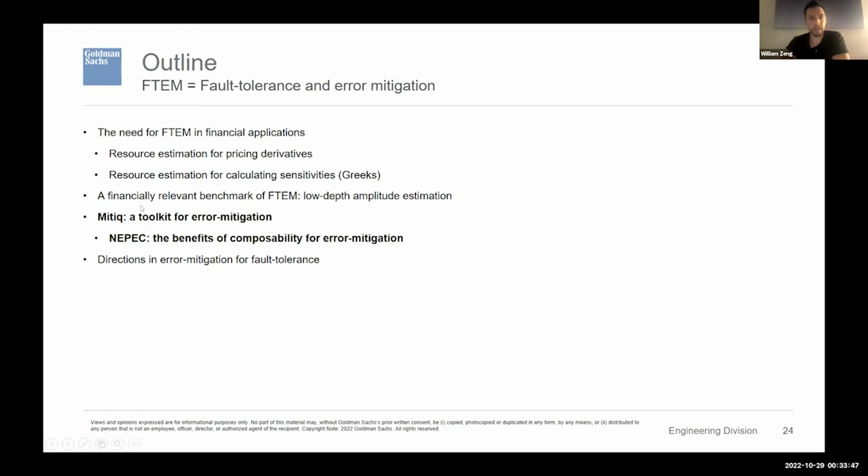So I want to tell you a bit about, this is two bits, a software package called Mitiq, that helps run error mitigation. And secondly, a little bit of work that we've done using Mitiq to show some of the benefits for testing how to mix and match different kinds of error mitigating techniques.